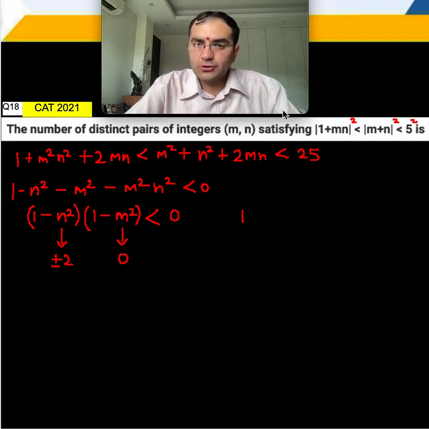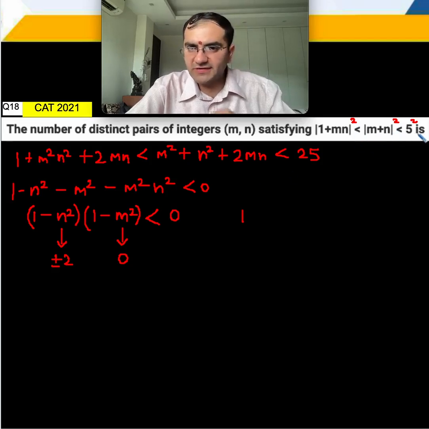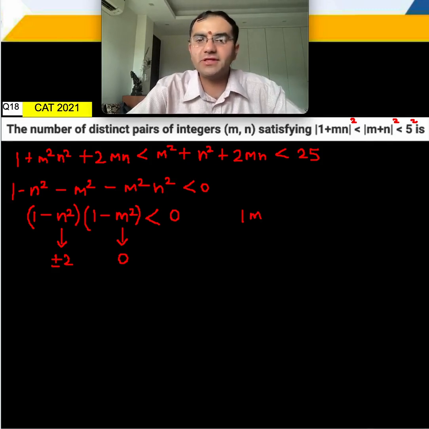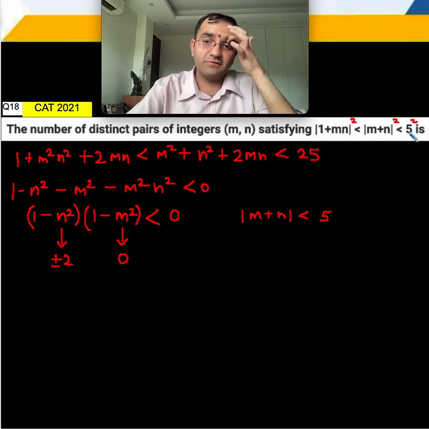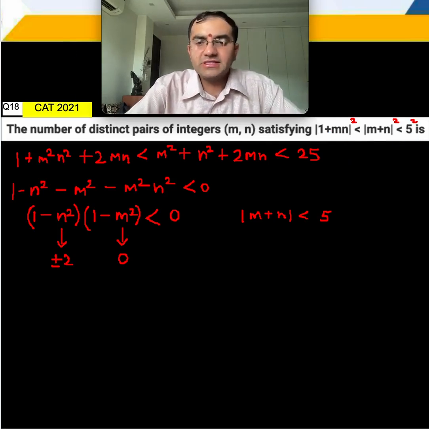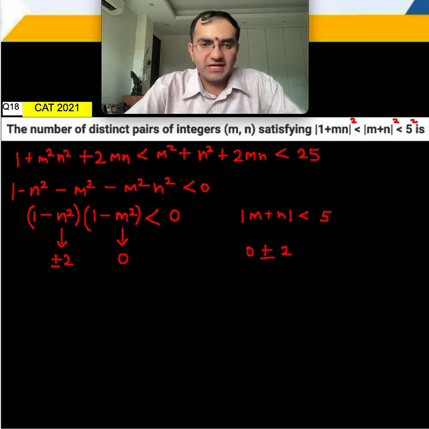Alongside, I also need to check if this solution is satisfying the original inequality given in the question, which is mod m plus n less than 5. Because it is satisfying this when m is 0. So this will become 1 plus 0, which will obviously be less than 5. So in this case, is mod m plus n less than 5? Let us check. You will get m is 0, n will be plus minus 2, mod of plus minus 2 is 2, which is less than 5, so it is satisfying.